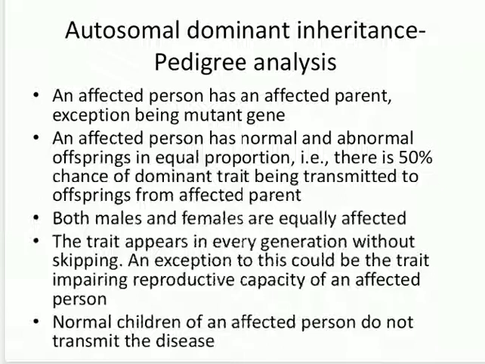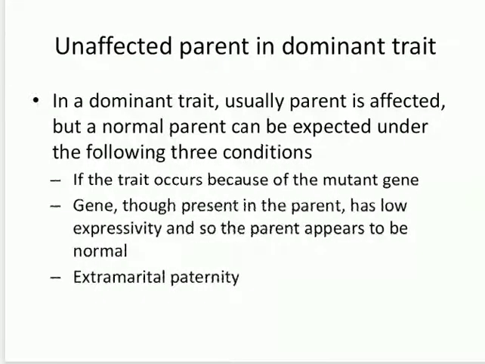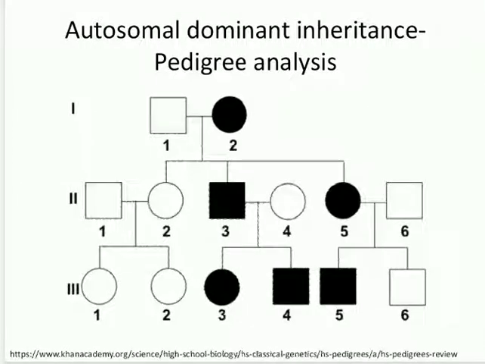Exception to this could be the trait impairing reproductive capacity of an affected person, and normal children of an affected person don't transmit the disease. But there is one exception. The parent can be unaffected. How come is it possible? There are three reasons for that. One is, so here you can see in the second generation one male is affected. So if you are drawing the pedigree and you are seeing that the parent of the affected male is not affected, how come is it possible?